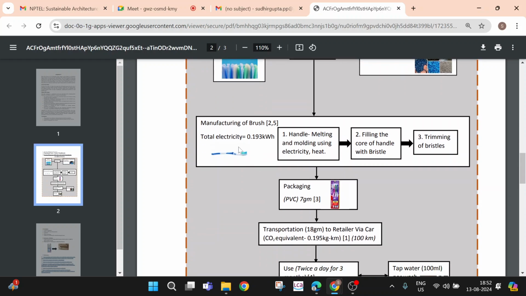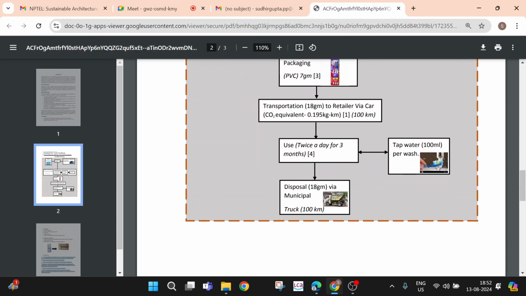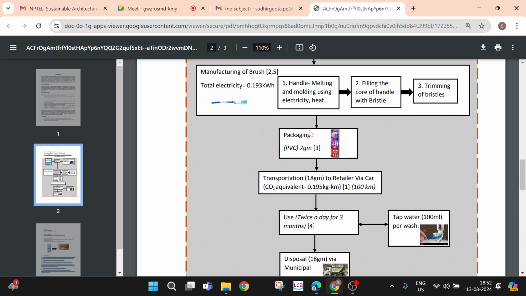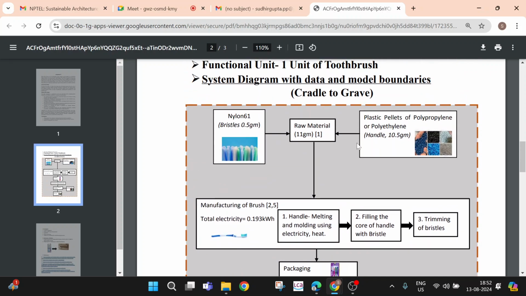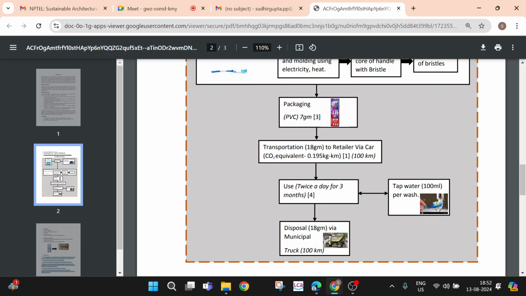In this manufacturing process, it again gets divided into three separate steps, and then packaging. For the packaging, around 7 grams of PVC packaging is manufactured. Then comes transportation. Since the toothbrush weight was 11 grams and the packaging was 7 grams, the total weight of 18 grams has to be transported from the retailer to the shop, or via car.